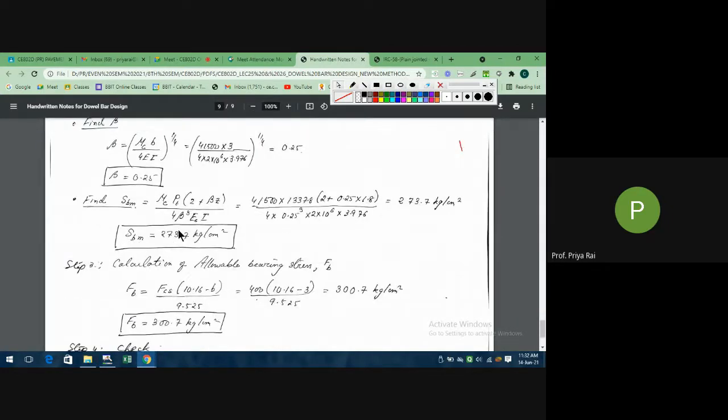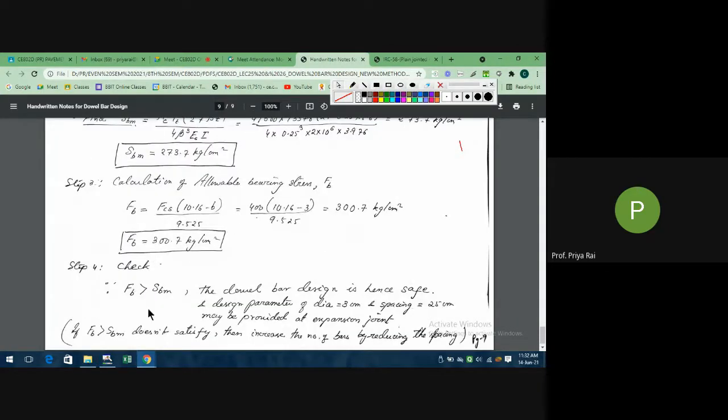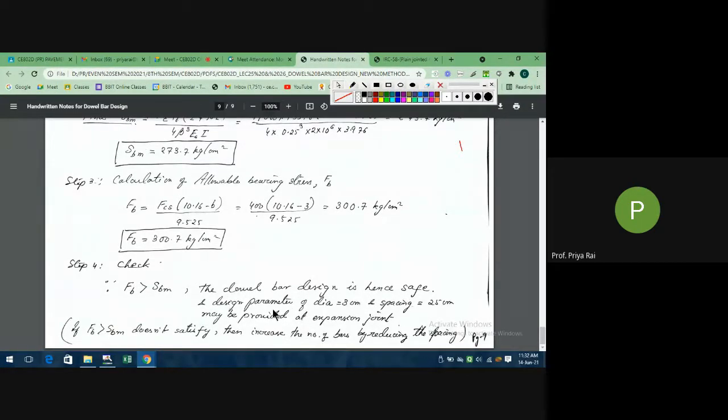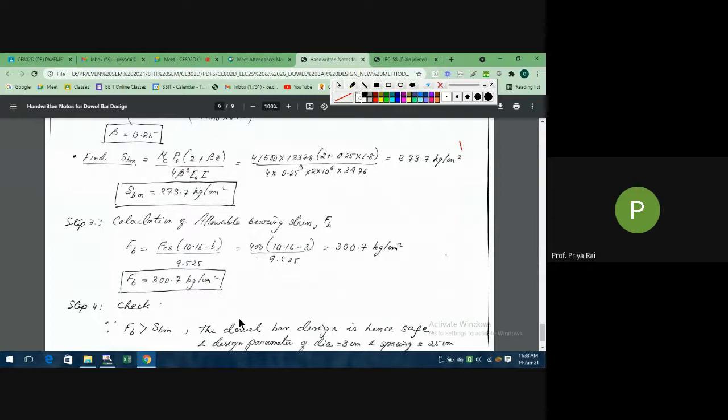So your SBM is 274 and your FB is this. See, FB is greater than SBM, so the dowel bar design is hence safe. The design parameters are diameter 3 centimeter and spacing 25 centimeter, which may be provided at the expansion joint. If this does not happen, if your FB is coming less than your SBM, then what can we do in that case?